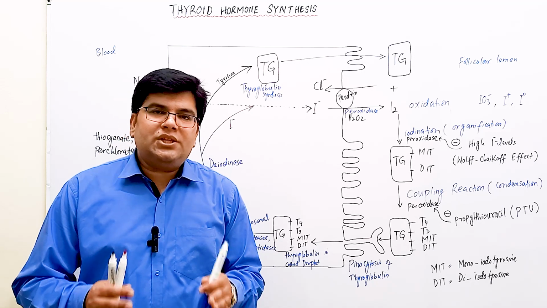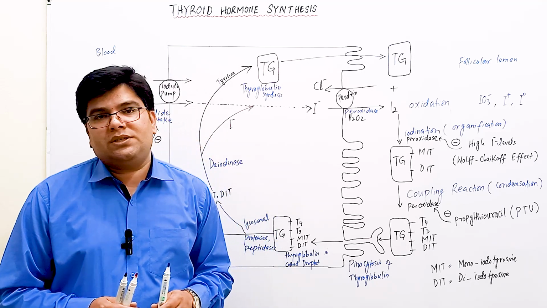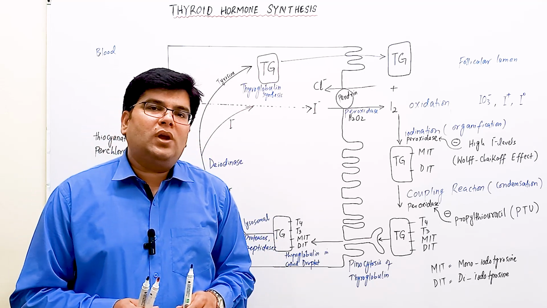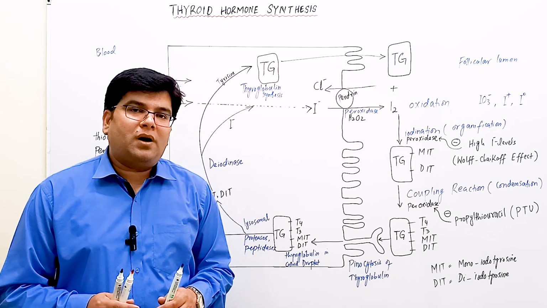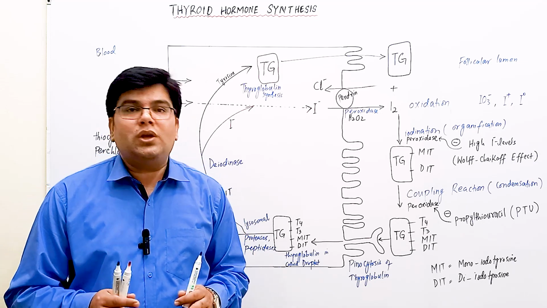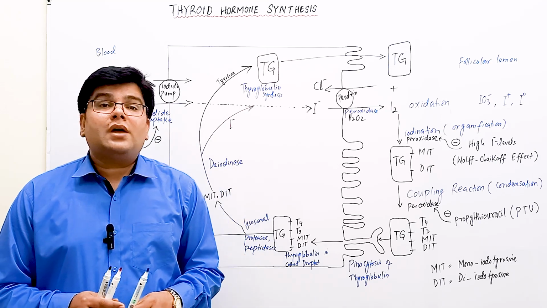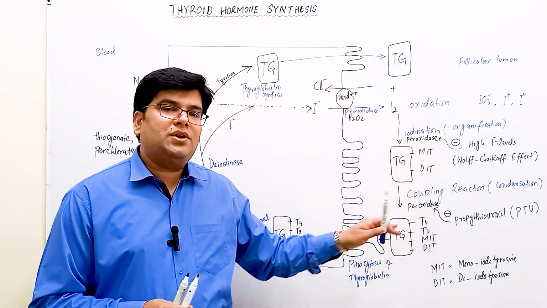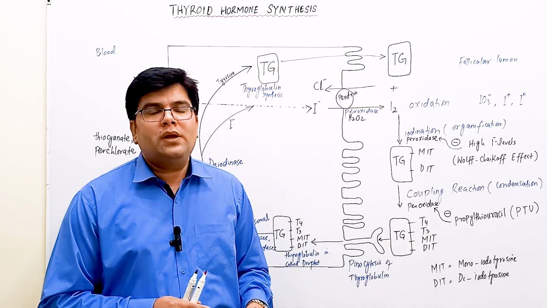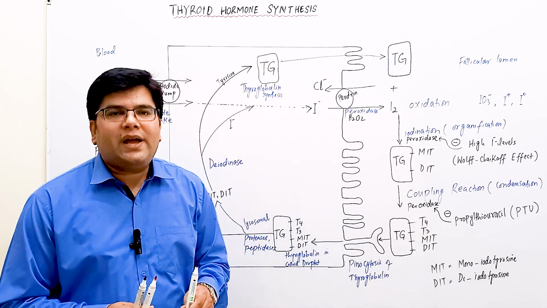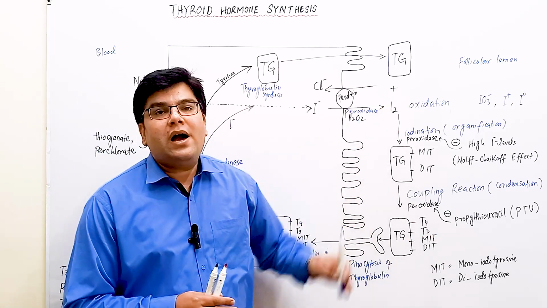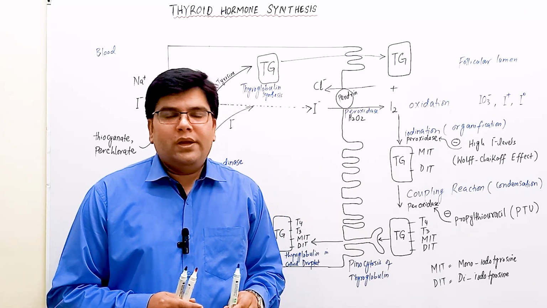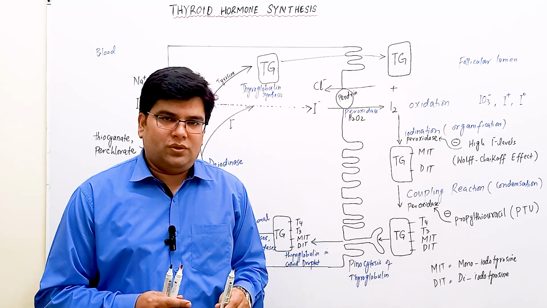Thyroglobulin is very rich in tyrosine amino acids. Each molecule of thyroglobulin contains about 70 molecules of tyrosine. Thyroglobulin is the major constituent of the colloid material in the thyroid follicular lumen. The iodination of tyrosine residues within thyroglobulin molecule leads to formation of thyroid hormones.